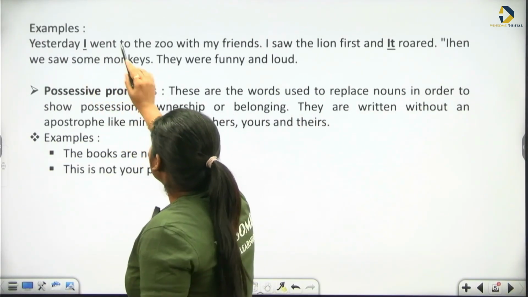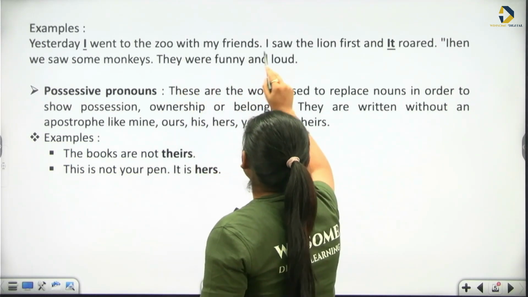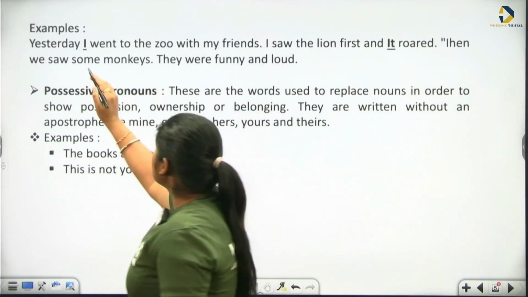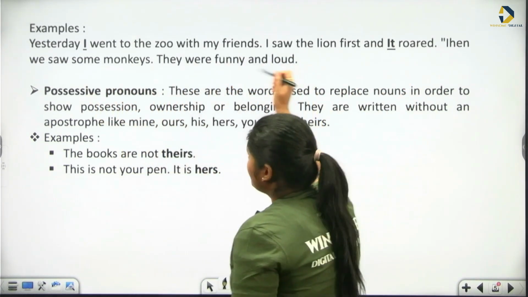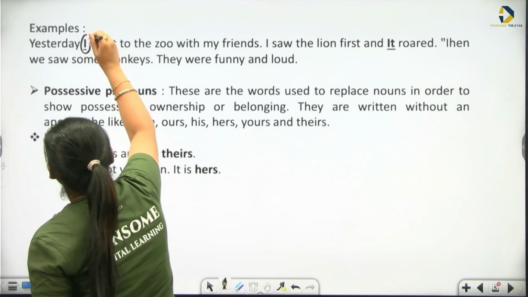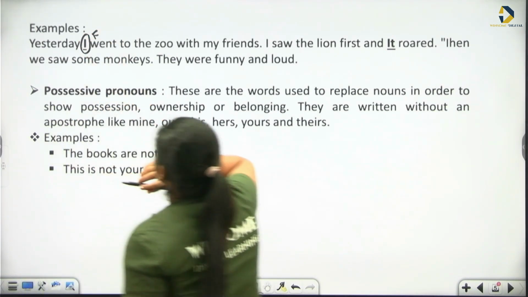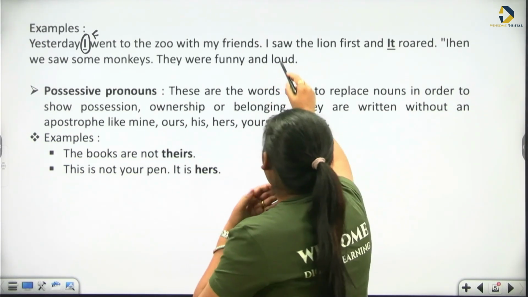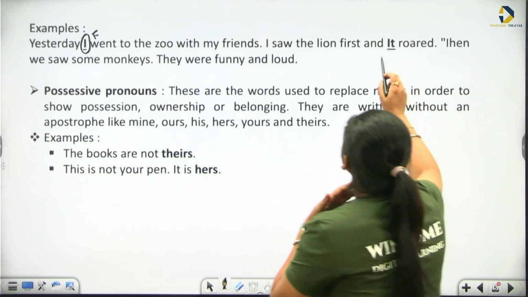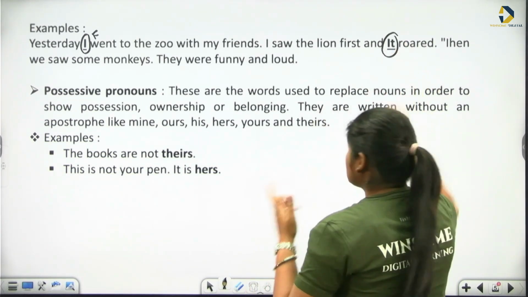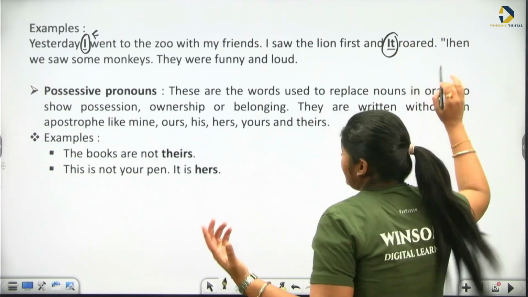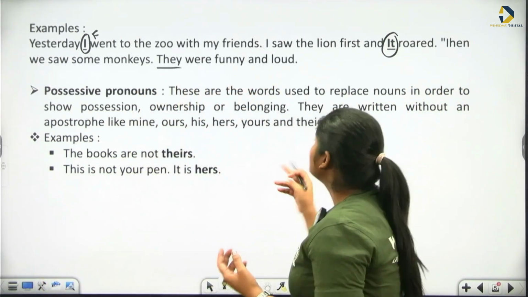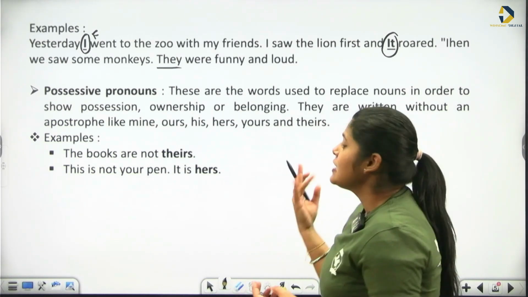Yesterday I went to the zoo with my friends. I saw the lion first and it roared. Then we saw some monkeys. They were funny and loud. Now see, yesterday I, what is that, first person. I went to the zoo with my friends. I saw the lion first and it roared. It, that lion, what did he do, he roared. Then we saw some monkeys. They were funny and loud. So first person, second person and third person.